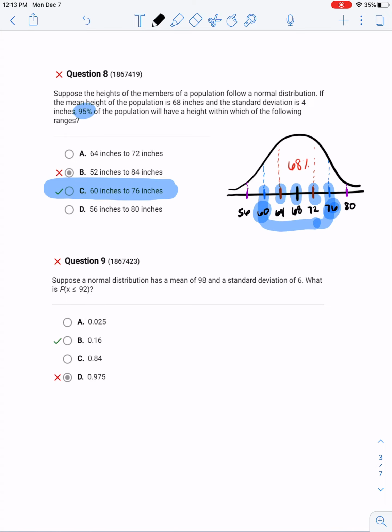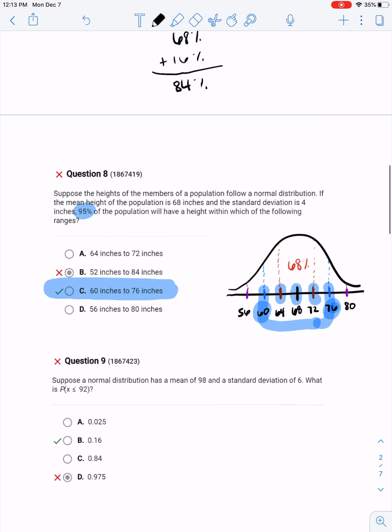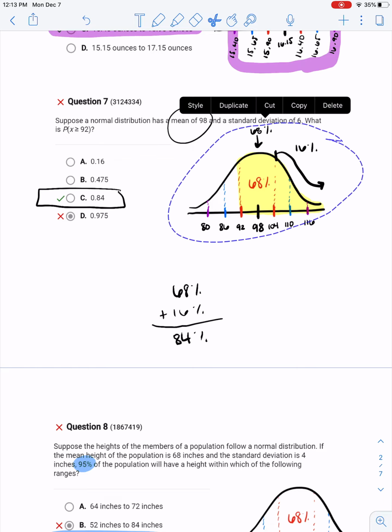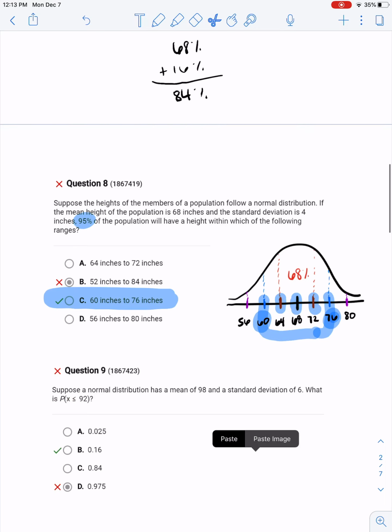Next one. Suppose a normal distribution has a mean of 98 and a standard deviation of 6. What is the probability that x is less than or equal to 92? That is this problem right here. It's just asking something different. So I'm going to copy all of this that we already did. Copy. Let's paste it down here.